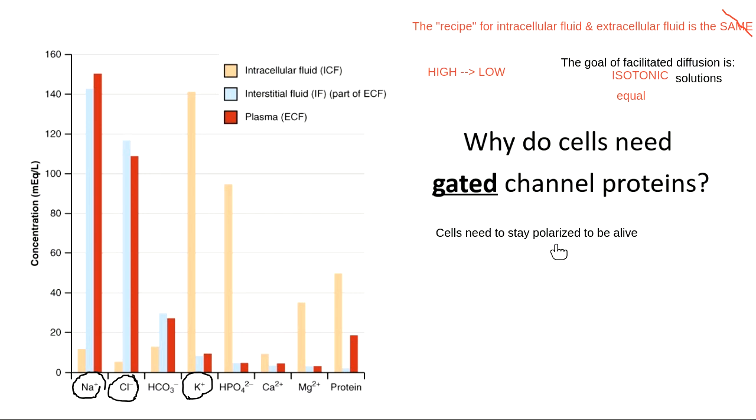So I need gated channels to regulate or control what moves in and out, or maybe when things move in or out. That's the job of these gated channel proteins, to make sure I don't always do facilitated diffusion. Because if I always do it, that cell is not going to be polarized. It's going to be dead. I need to have those gated proteins to decide when I open and close.